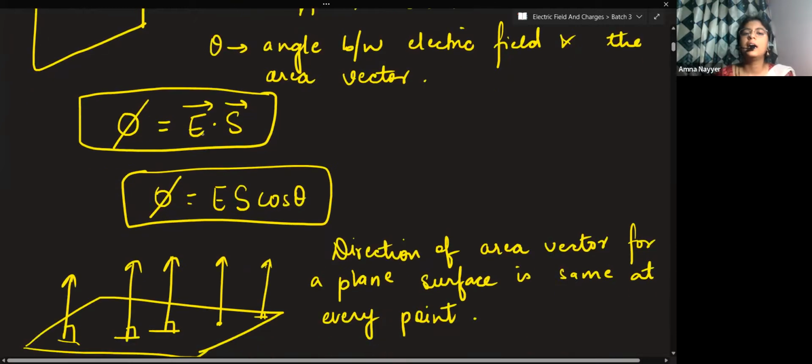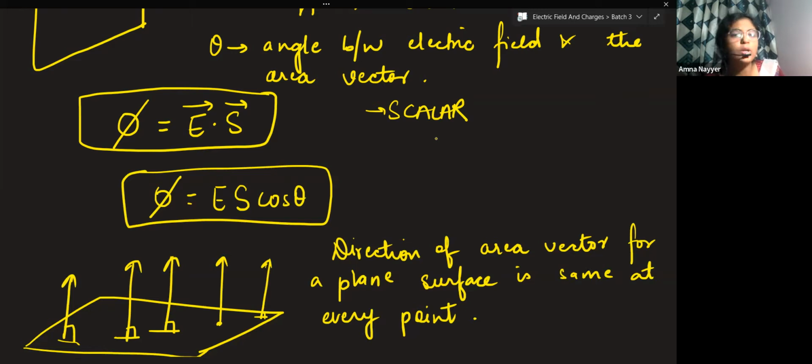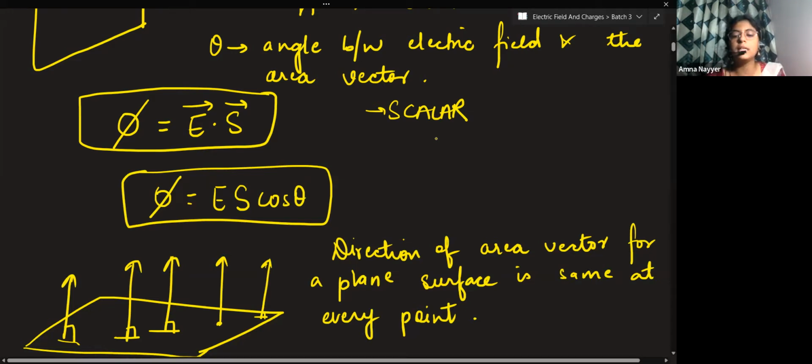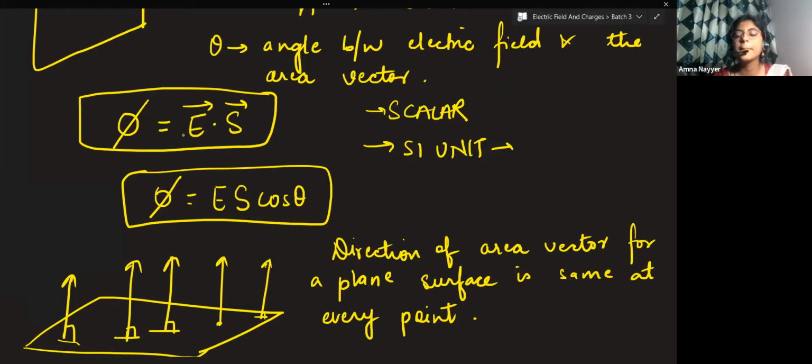Okay, one more thing. By looking at this formula, can you tell me the SI unit? Electric field, you know. Surface area, you know. So what should be the SI unit? All of you try this. What will be the SI unit? Let me know. Electric field's SI unit you are constantly using. Surface area, you know. Yes, anyone? Voltmeter is correct, Reem. But apart from voltmeter, what is the SI unit of electric field?